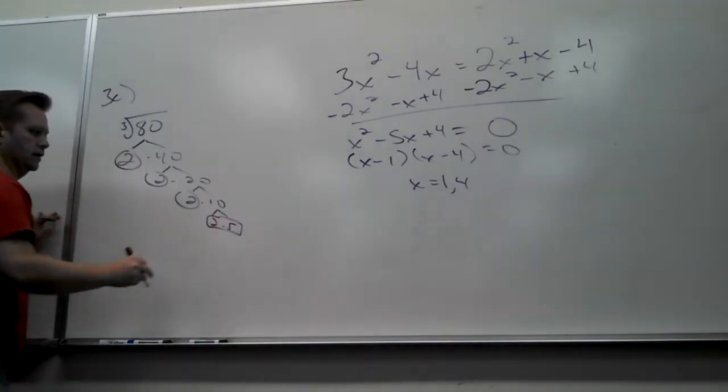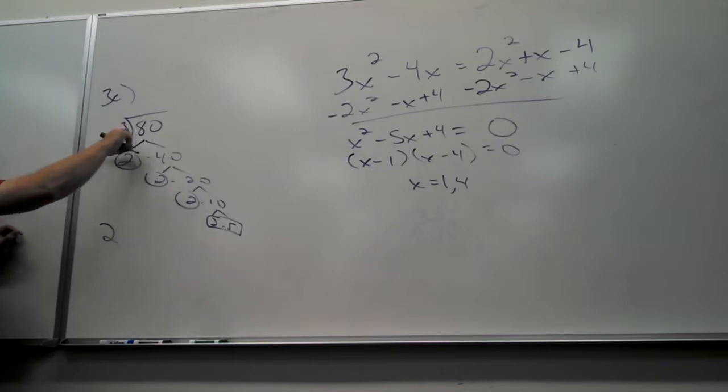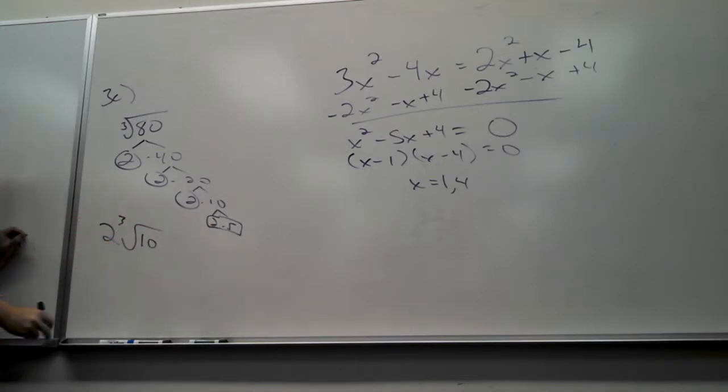So what happens to these guys? They stay inside. There's not enough of them to make it out. So what do I put out front for these? 2. I put a 2 out front because I saw one group of three 2s. And what's still inside? 10.